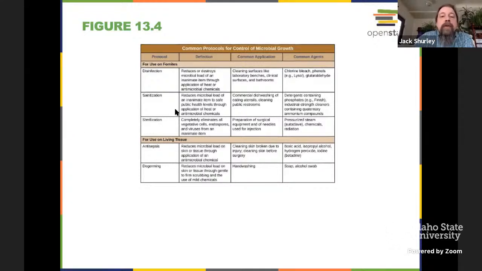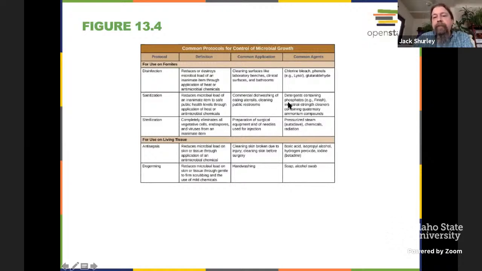Sanitization reduces the load to safe levels, but we're not thinking about completely eliminating, right? We're inhibiting growth, but we're not necessarily truly killing off these organisms. So that's a little bit different. Commercial dishwashing has sanitization steps to ensure that utensils are safe for multiple people ultimately to be dealing with. Your own dishwasher at your house does not have a sanitizing step where it's a specific reagent that's applied.